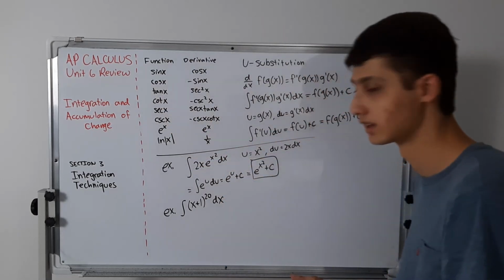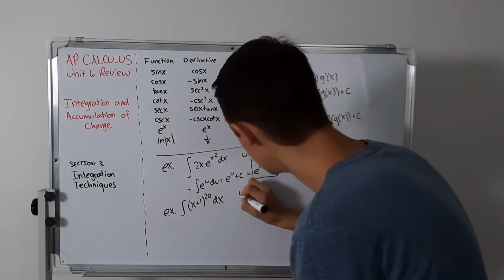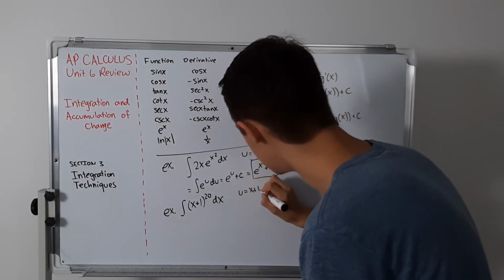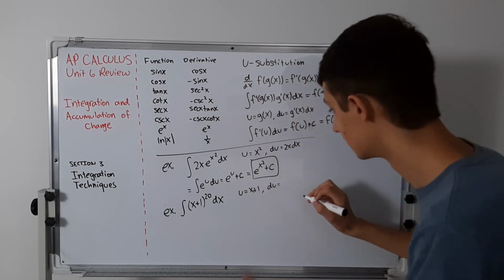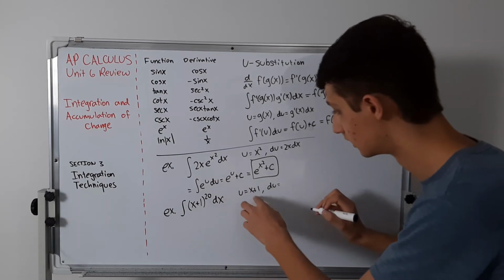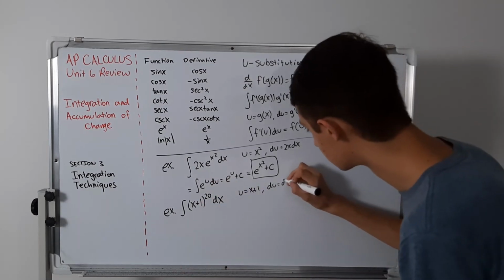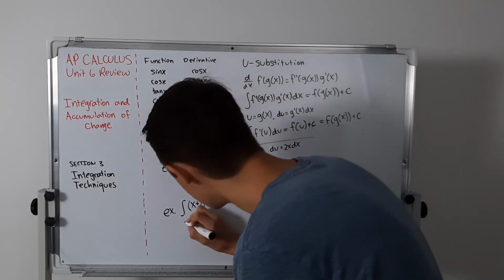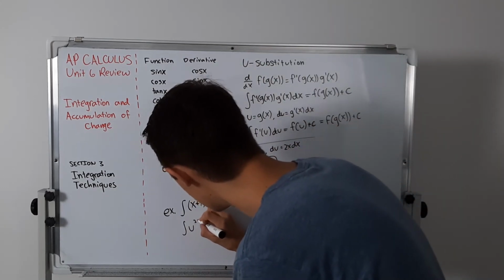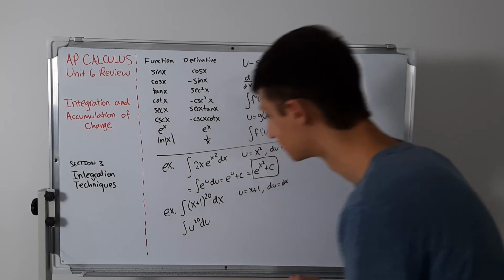And you're like, whoa, that's a lot. But if we do u equals x plus 1, then our du is actually just dx, right? Because the derivative of x is 1 and the derivative of 1 is 0. So we just get du equals dx. So that's pretty cool. So what we have is just the integral of u to the 20 du.